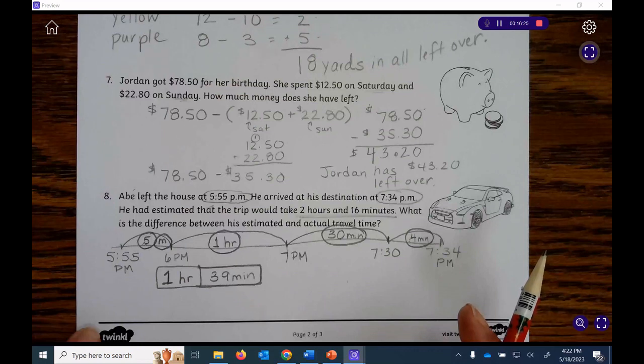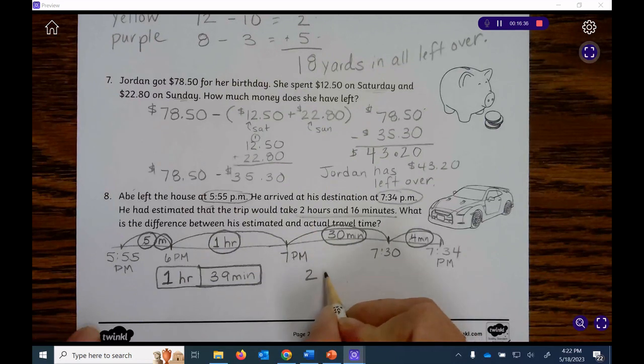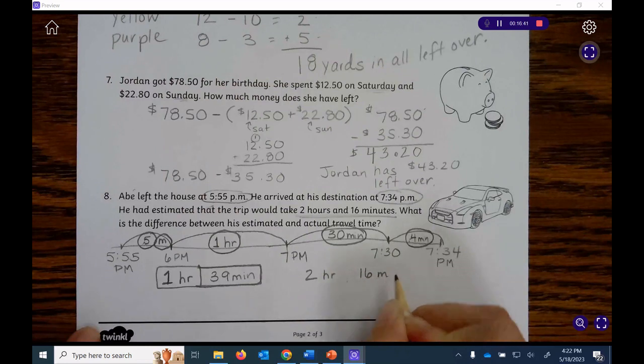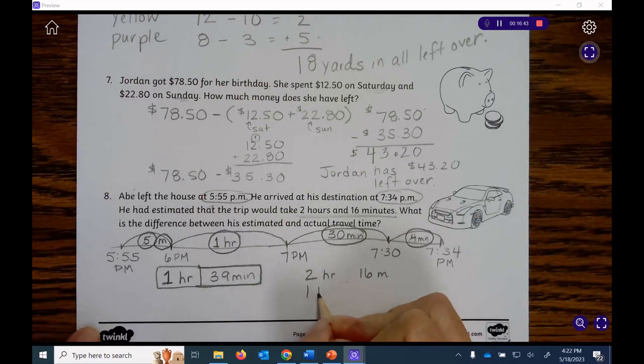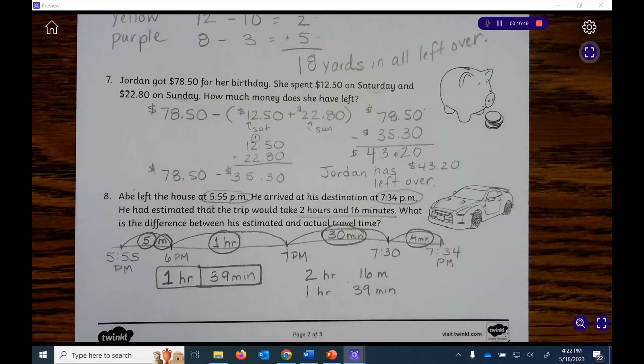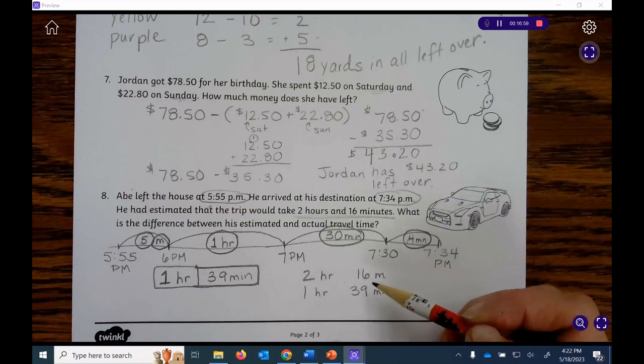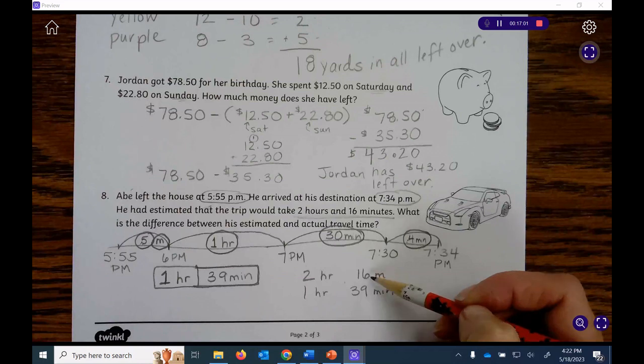Okay, so he definitely got there a lot faster than he thought he would. All right, so he thought he would get there in 2 hours, 16 minutes, but it took him 1 hour and 39 minutes. Now, this is a little tricky, okay? I'm not going to lie to you. All right? We put the 2 hours on top because that's a greater number. All right, so we have 16 minutes, and we want to take away 39 minutes.